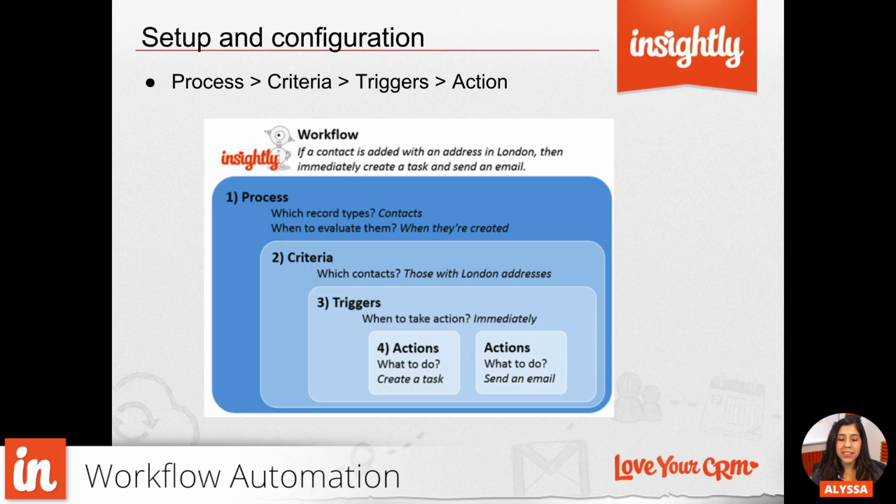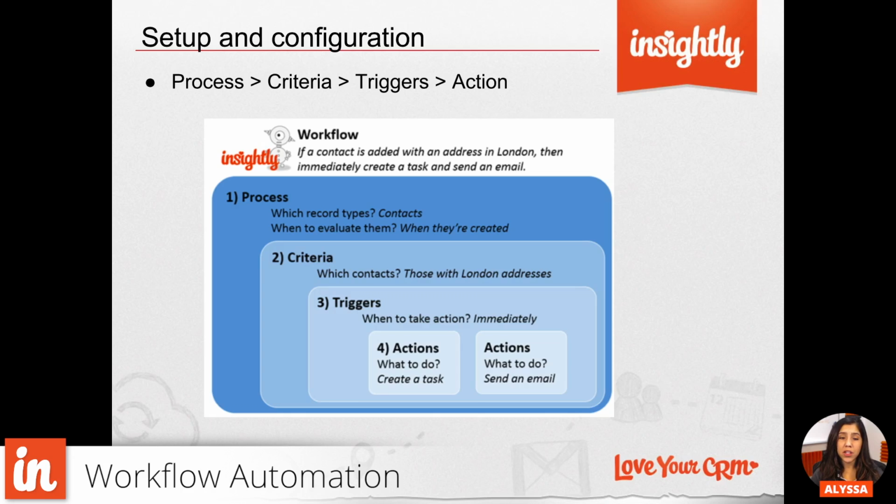So now let's take a basic look at an overview of the setup and configuration of workflow automation. We'll go more in depth on how to set everything up during the demo, but I basically want to paint the picture here of what you're going to be doing with workflow automation. If you look at the diagram, the sequence of steps basically goes from outside in. Starting with the outermost layer, process, here's where you're going to determine what types of records Insightly should be evaluating. In other words, what records do you want Insightly to monitor for a specific workflow?